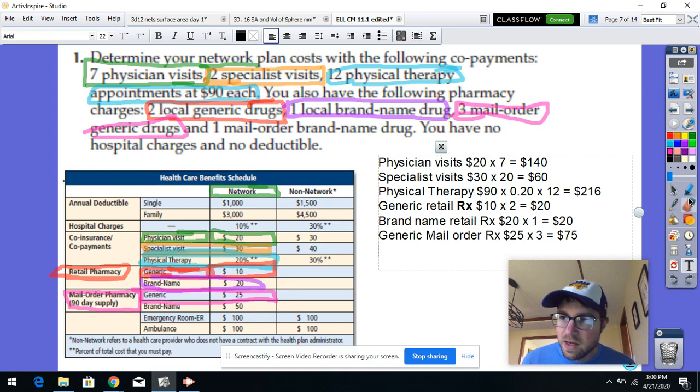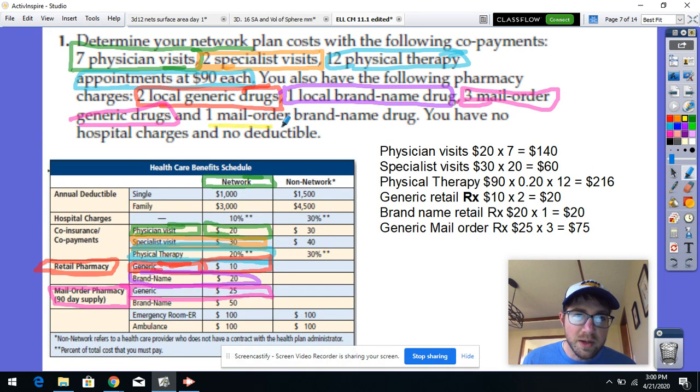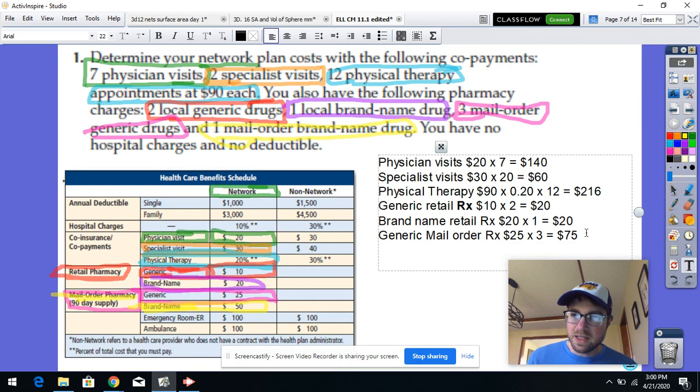The last one is one mail order brand name drug, which shows up right here. Again, mail order prescriptions that are brand name cost $50 each. So we'll type that in here in our work. Brand name mail order prescription for $50, and there's only one of them. So that's $50. Oh, finally. It says at the end there, we're not going to worry about the hospital charges and we're not going to worry about the deductible.